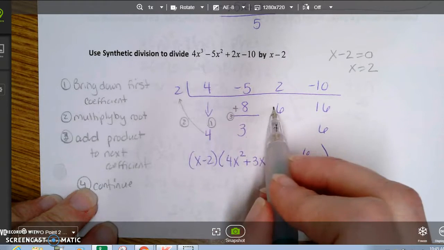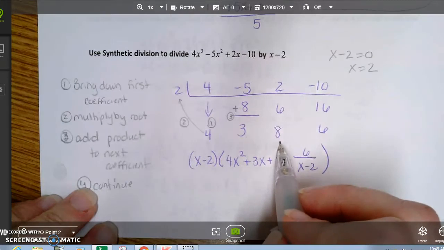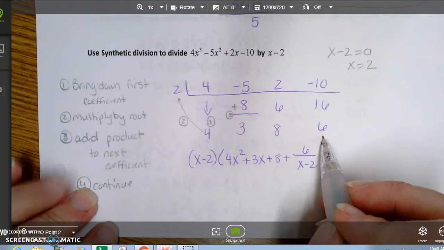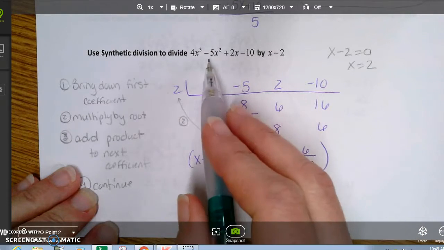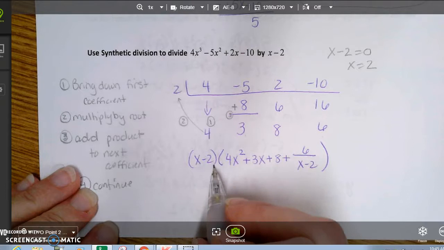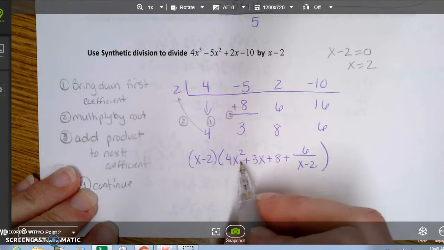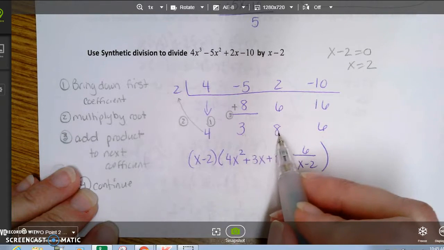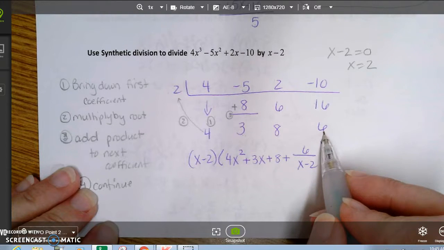3 times 2 is 6. Add these 2 together, it's 8. 8 times 2 is 16. Add these 2 together, 6. So now I have broken this initial polynomial into x minus 2, parentheses, 4x squared, 3x, plus 8, with a remainder of 6 over x minus 2.